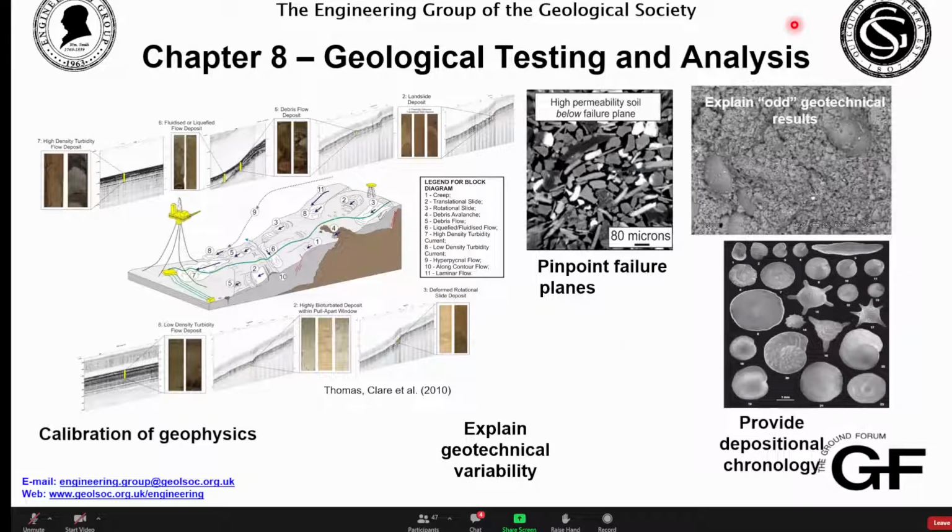So this will be illustrated with lots of examples of where these kinds of bespoke techniques have been developed and used on individual projects, such as detailed sedimentological core logging to calibrate geophysical signatures to understand different types of mass movement and their potential risks for offshore pipelines or deep sea developments, to identify specifically the location of failure planes, to explain anomalous geotechnical test results, geochronological or biostratigraphic analysis to provide a depositional chronology for a site.